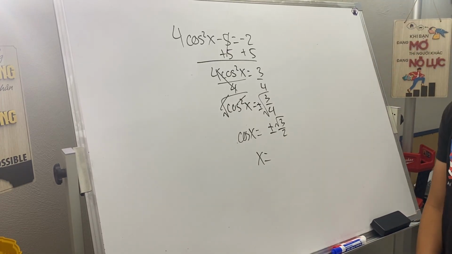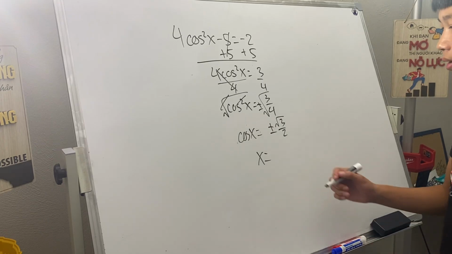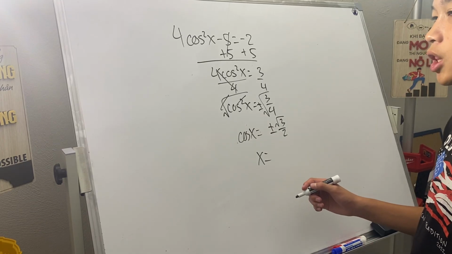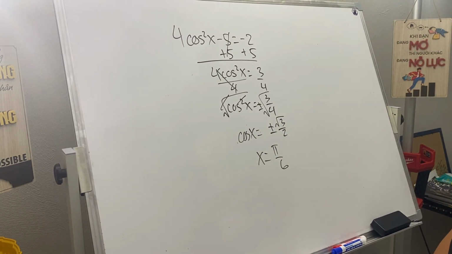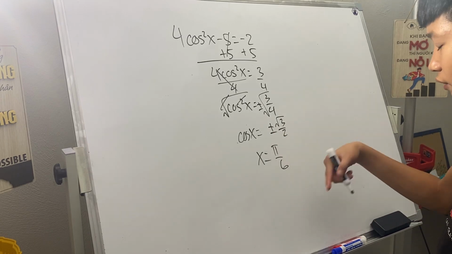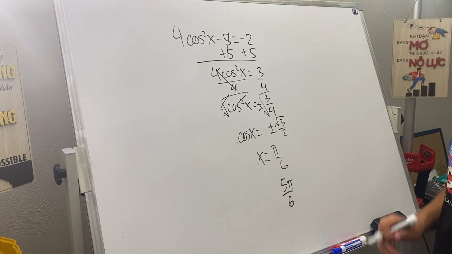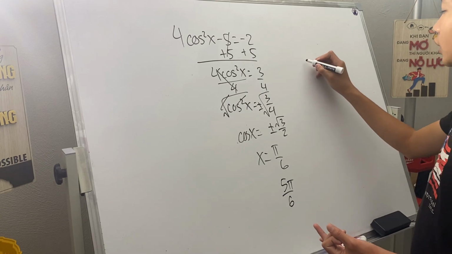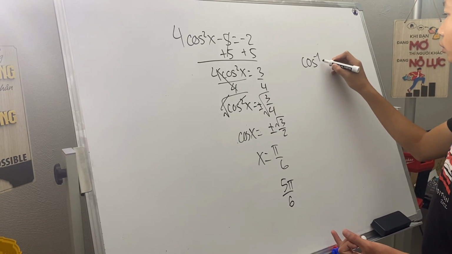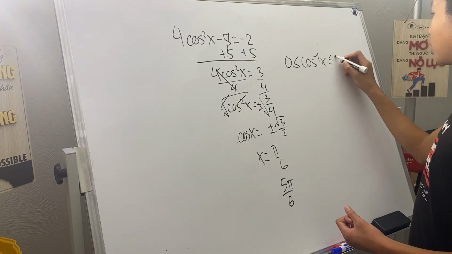So x, to the positive, you will get pi over 6. Ain't that right? There is one more answer. If you take the negative of it, it will be 5 pi over 6. It can be 11 pi over 6 or 7 pi over 6. But the range of the inverse function is in between 0 and pi.